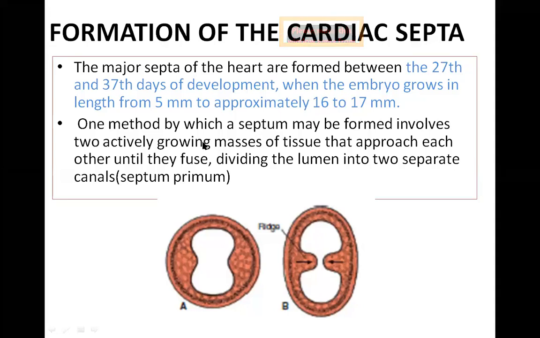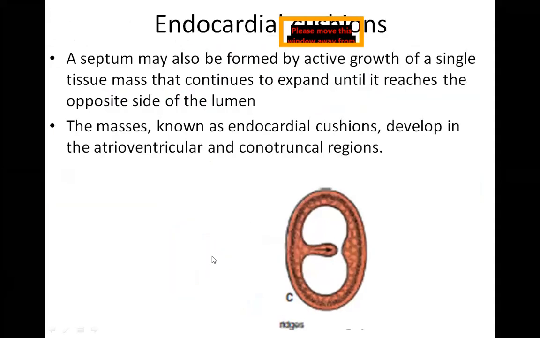Now one method by which a septum may be formed involves the growth of two actively growing masses towards each other. In this way, the septum primum is formed, in which the lumen may be divided into two separate canals by two actively growing masses towards each other.